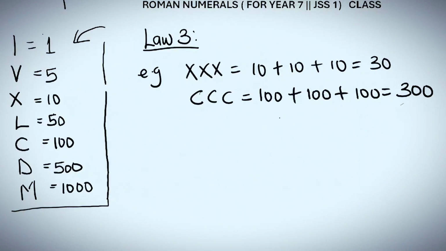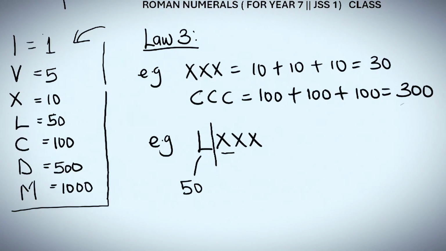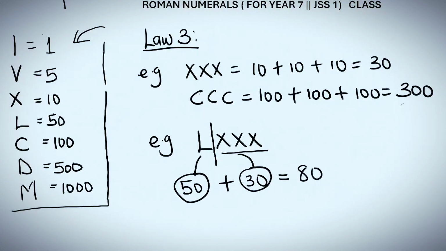So let's take an example. Let's assume we have stuff like LXXX, right? Since you see that these figures are repeating, we'll just break it down from here. This is 50 itself, and if you add all of these 10s together, we're having 30. So since 50 is higher than 30, we simply add both, which gives us 80. Very simple to understand.